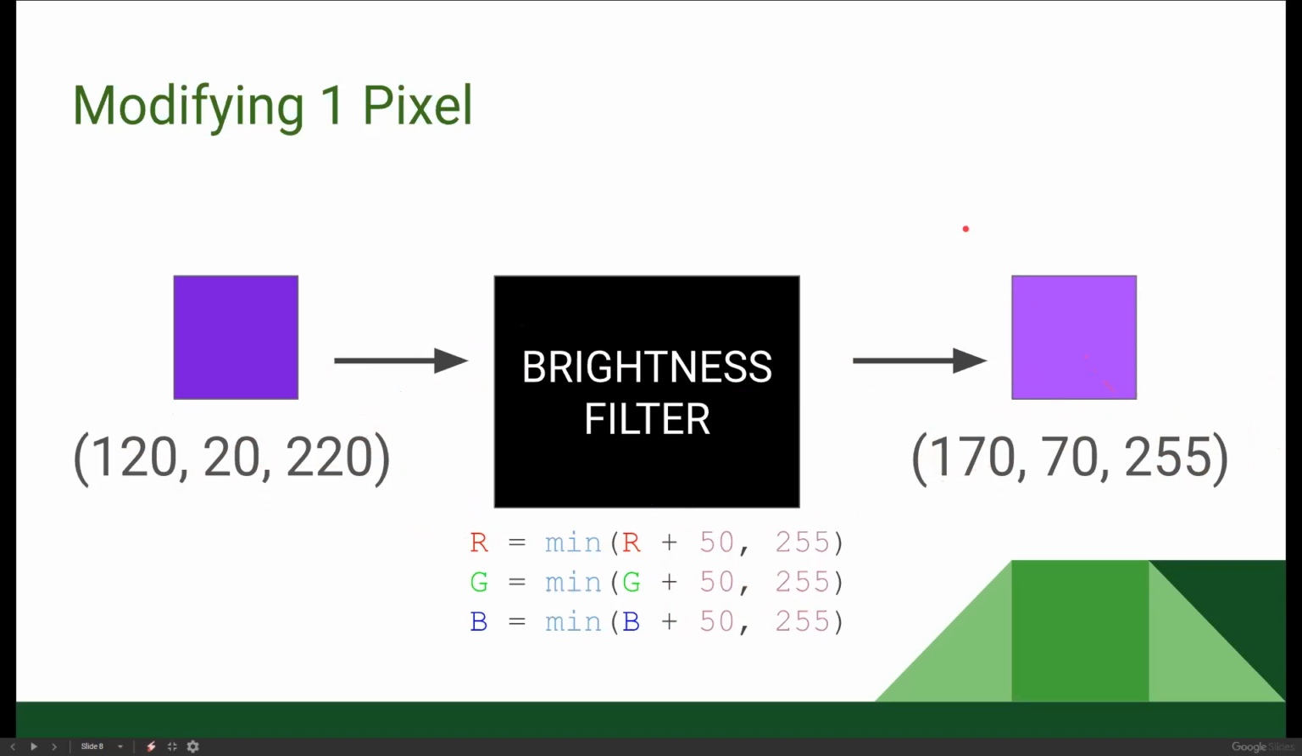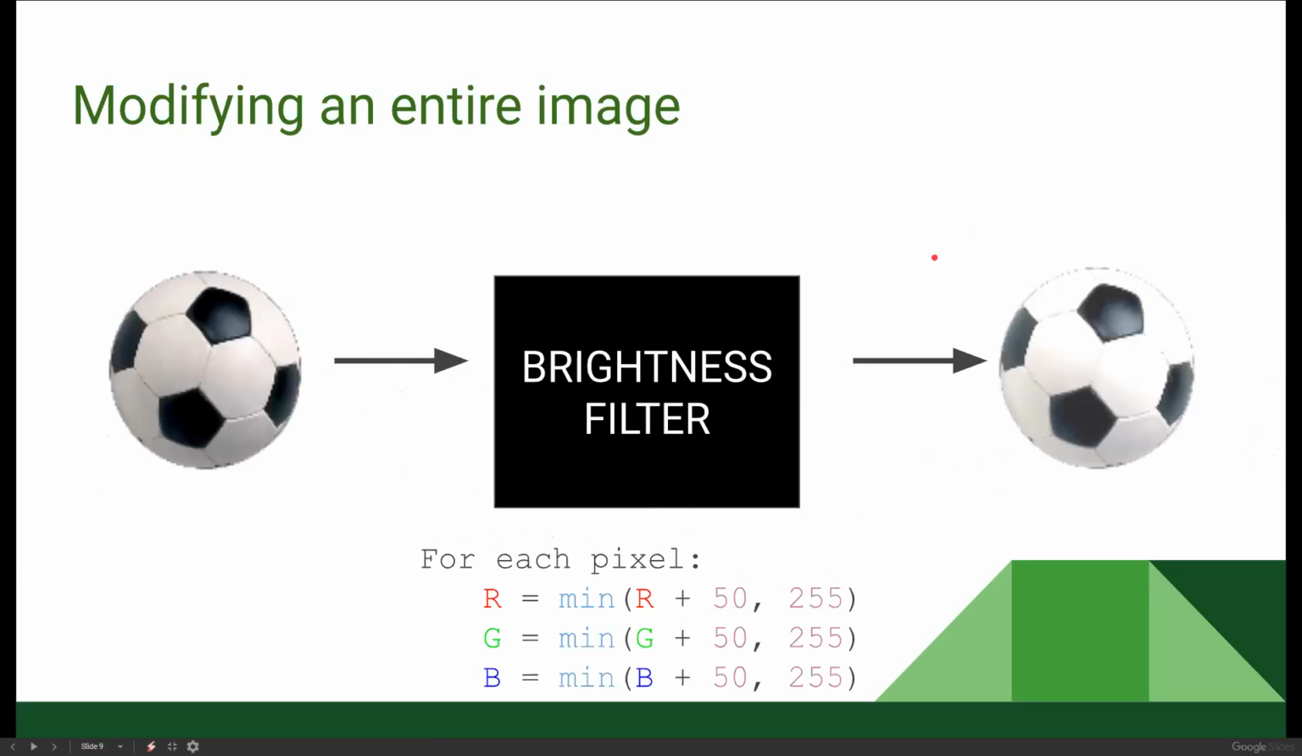So this works for one pixel, and what works for one pixel will work for every pixel within a picture. So if I want to modify my entire image, I can say for every single pixel in my picture, I want to do that process. I want to add 50 to the red, to the green, to the blue, making sure that they don't exceed 255. So every single pixel, I'm going to get the red, add 50, get the green, add 50, get the blue, add 50. Once I've done it for every single pixel, I will have a slightly brighter version of that same image.